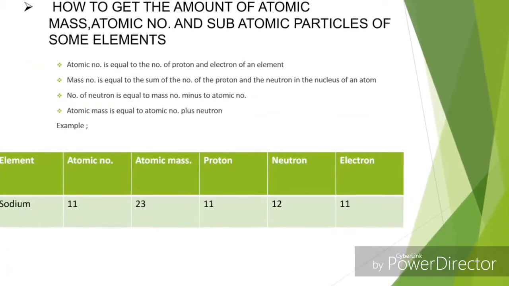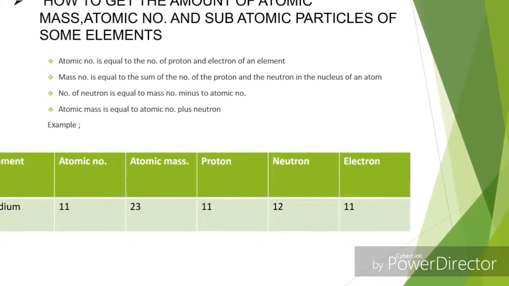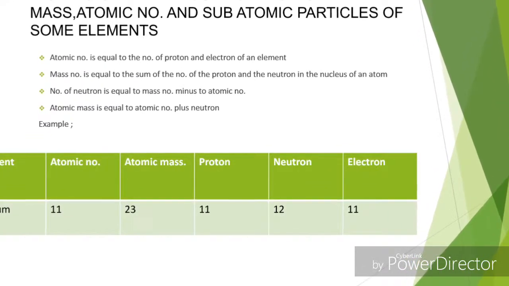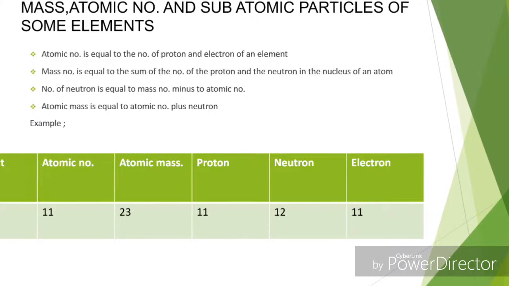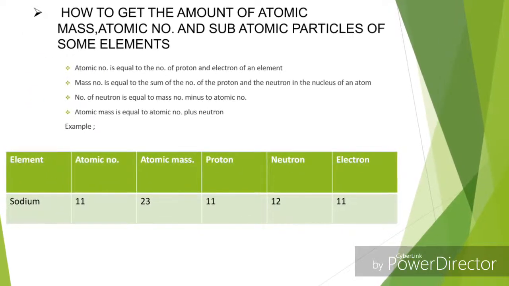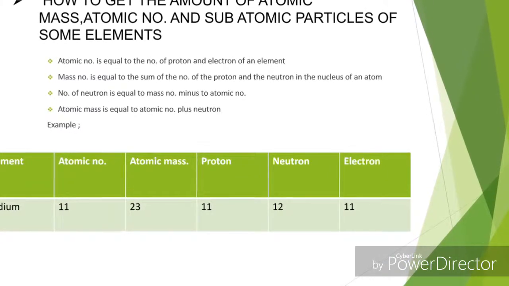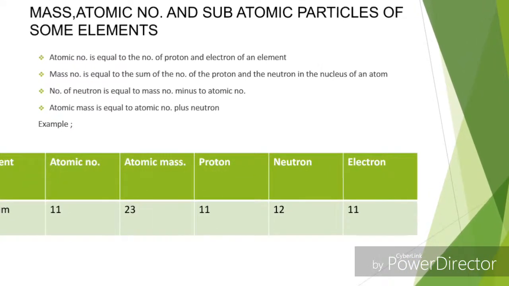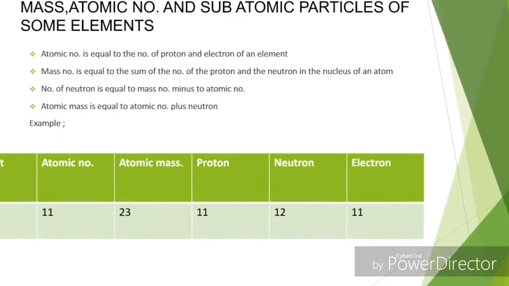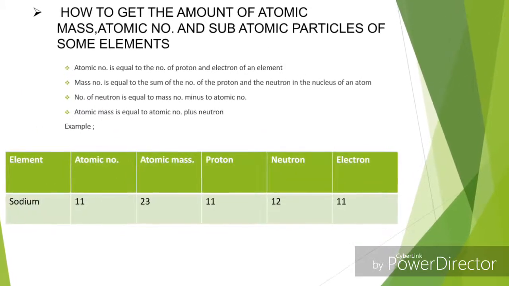For our last lesson, we are here to know how to get the atomic number, proton, electron, neutron, and atomic mass. The atomic number, proton, and electron of an element are all equal. For example, the atomic number of sodium is 11, so the proton and electron of sodium are 11 also.